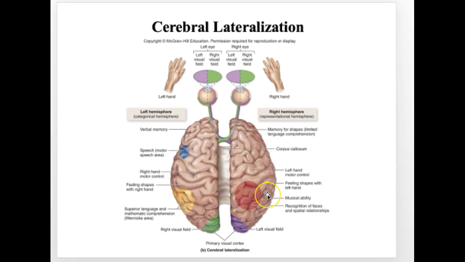The right hemisphere is typically the representational hemisphere, and this is more so concerned with visuospatial relationships, imagination, and comparison of the senses. The two hemispheres communicate through those white matter tracts that make up the corpus callosum, as well as several other commissures or pathways of white matter tracts.